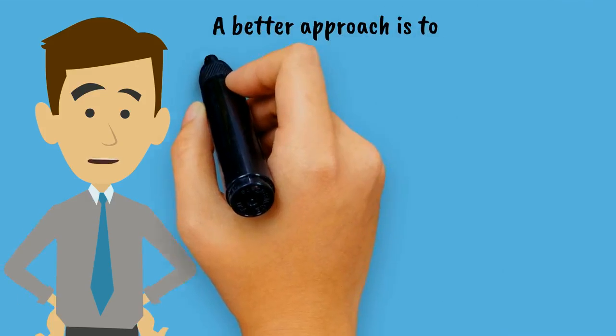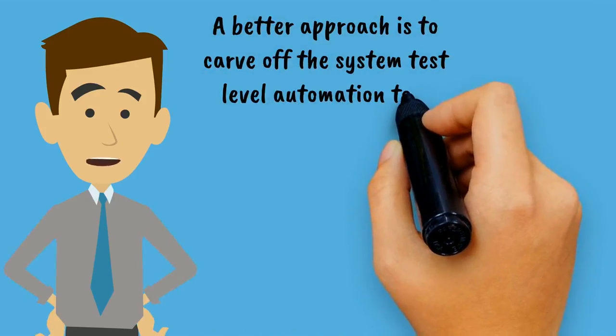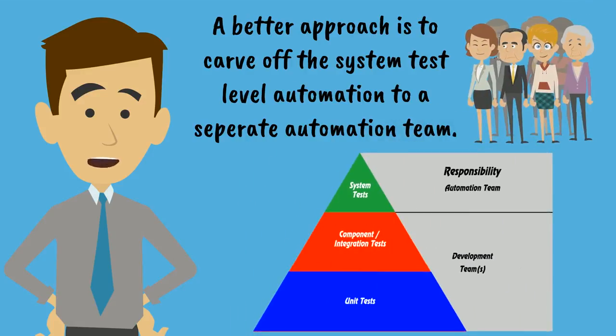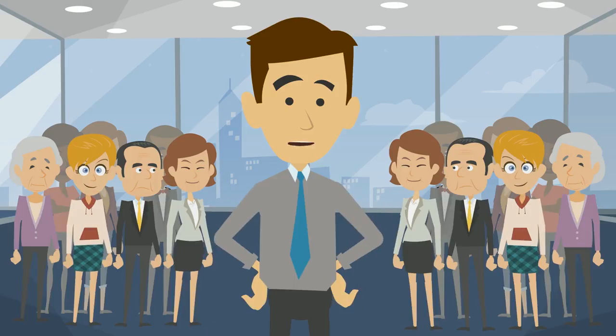In practice, a better approach is to carve off the system test level automation to a separate automation team. While this approach may seem inconsistent with DevOps practices, it has been shown to be a worthwhile deviation in practice. A dedicated team will have the appropriate skills and knowledge of the entire framework to ensure the solution is maintained consistently. Of course, moving the automated system test to a separate team doesn't magically solve the problem.